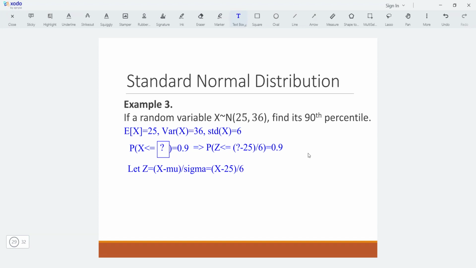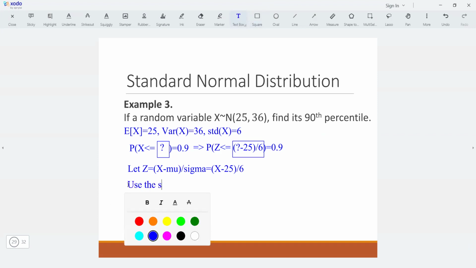Okay, so now we try to find something inside this part. Let me use a rectangle to circle it. So how can we find the value inside this rectangle? What we should do is use the standard normal table to find the value in the rectangle.